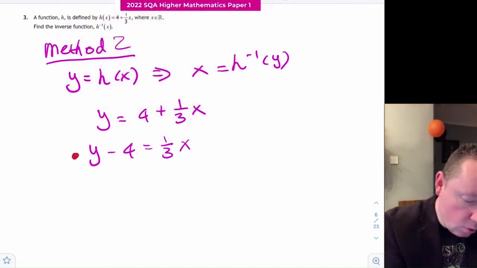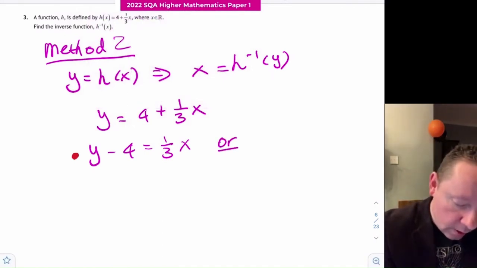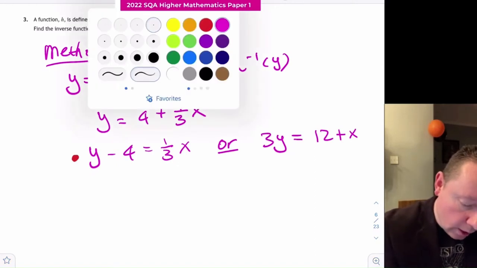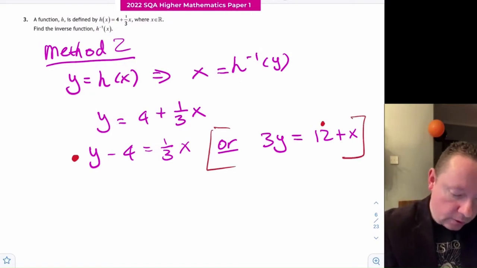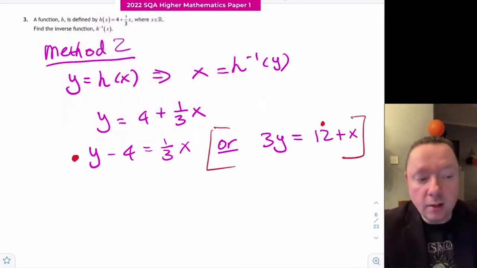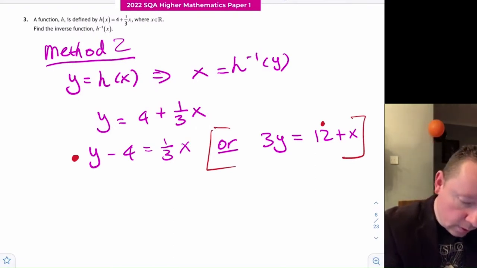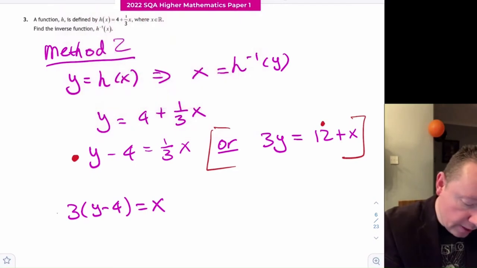That's a mark there. Or alternatively, if you prefer to multiply by 3 first, you could have 3y equals 12 plus x. If that's the way you prefer to go, I would do it the first way, but that's the alternative way. Continuing on with the way that I've done it, that's your first mark, then making x the subject. So from here, we're going to times through by 3. So we've got 3 times y minus 4 equals x, or x equals 3 times y minus 4. There's your second mark there.